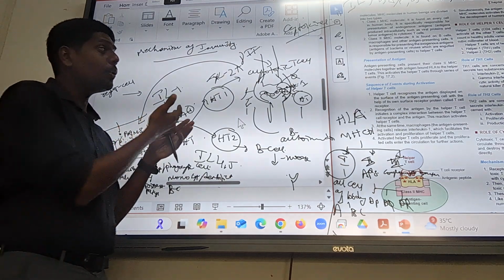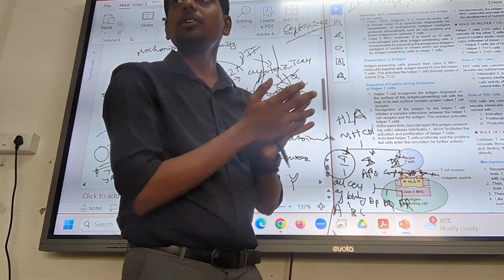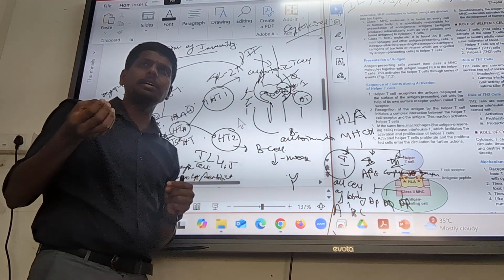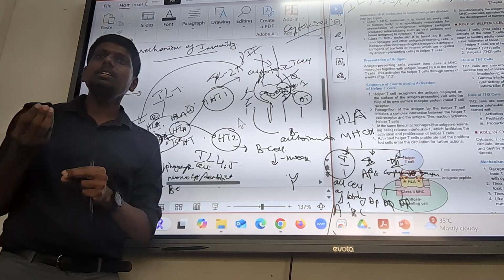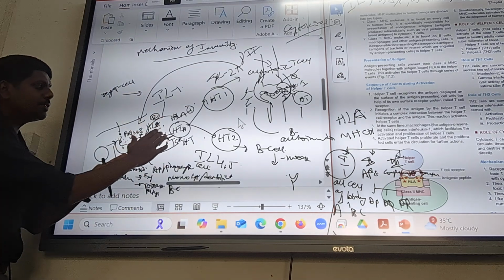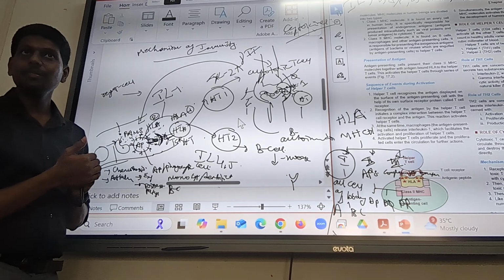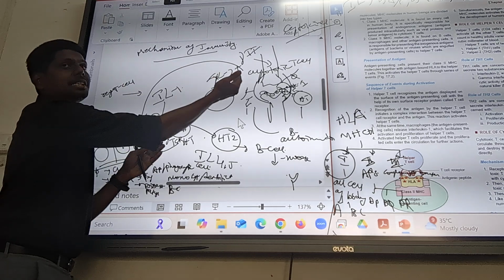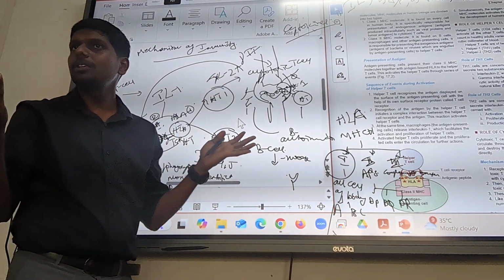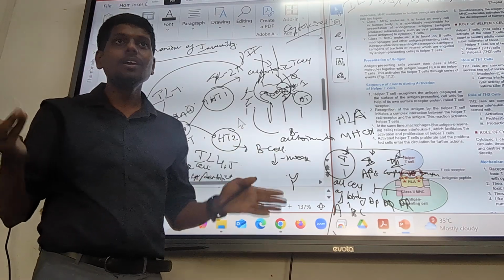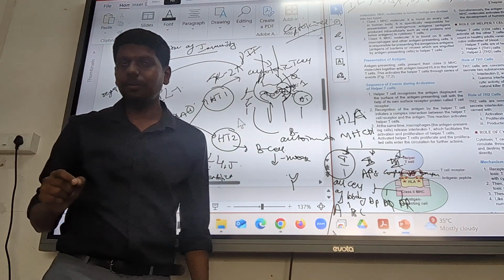Okay. Why these things are important? Sometimes in some rare immune disorders in some patients, these cells will fail to release these cytokines. If cells fail to release these cytokines, the immune system won't get activated. Or I will tell another interesting thing.